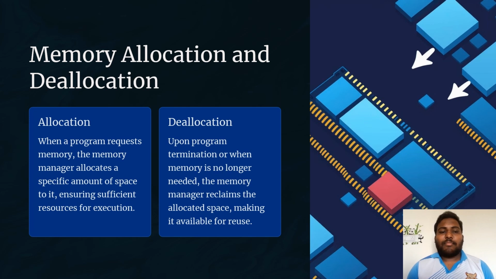The main roles performed by memory management are allocation and deallocation. Allocating means giving memory to a process for storing it. Deallocating means taking it out of memory. Allocation: when a process requires memory, the memory manager allocates a specific amount of space to it, providing sufficient resources to execute. Deallocation: when a program terminates or the memory is no longer needed, the memory manager reclaims the allocated space, making it available for reuse.